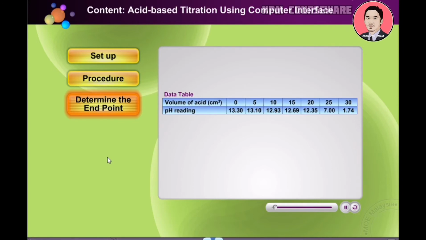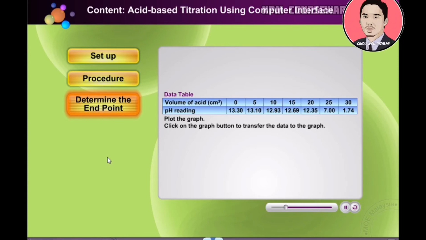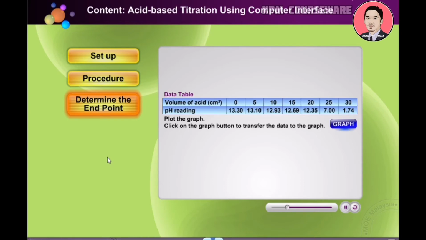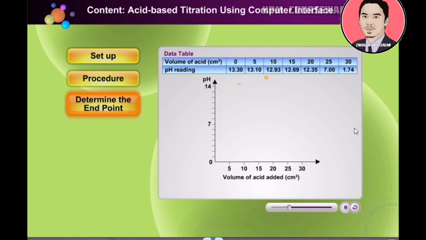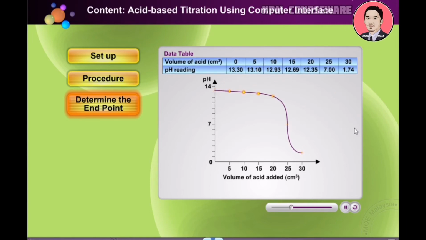These are the data gathered from the acid-base titration using a pH meter connected to a computer interface. From the data collected, a graph of pH value versus time can be plotted. Click on the Graph button and transfer the data onto the graph. What information can we get from the graph? The pH value of sodium hydroxide decreases as more and more acid is added. At the point where all hydrogen ions are neutralized, the pH plunges sharply.